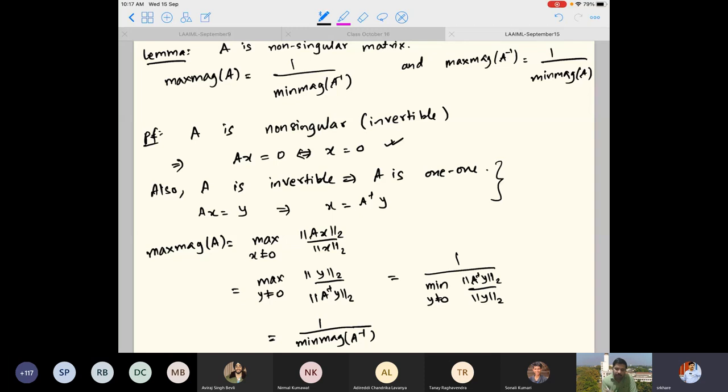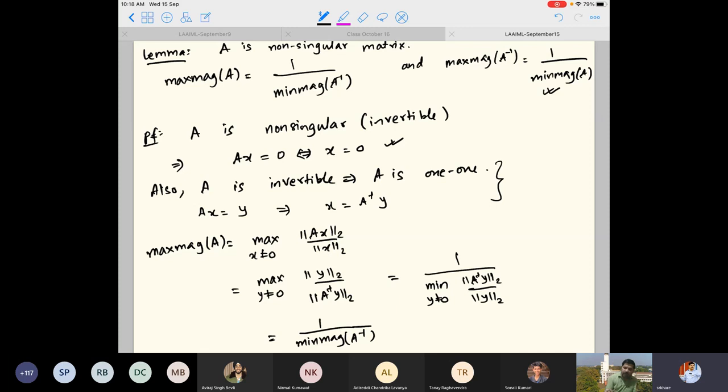And if I replace A by A inverse, then I get this second result, right? Maximum magnification of A inverse will be equal to 1 upon minimum magnification of A. I replace this A by A inverse, I get that result. So basically I can write down the relation between maximum magnification of A and minimum magnification of A inverse. This is the relation that you really see here.